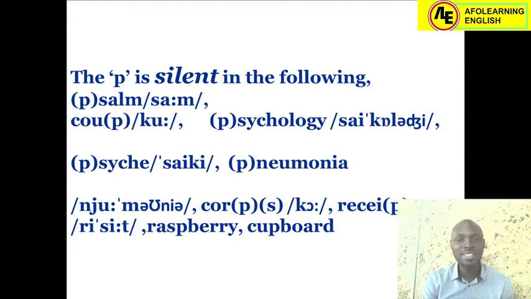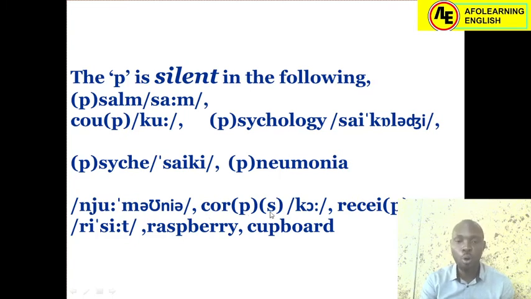We have psalm, psalm. Even though we have the letter P in this word, the letter P is not articulated or not pronounced. We have cupid. We have psychology, psychology. We have psyche. We have pneumonia.